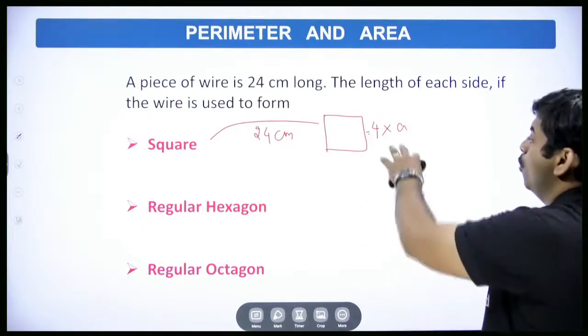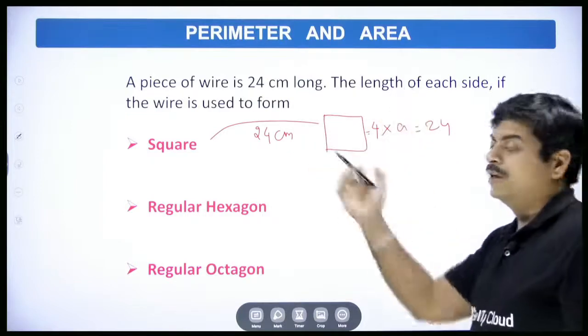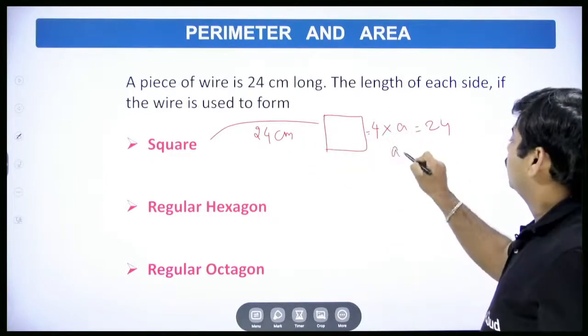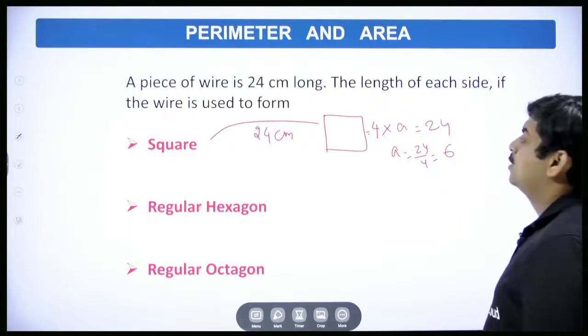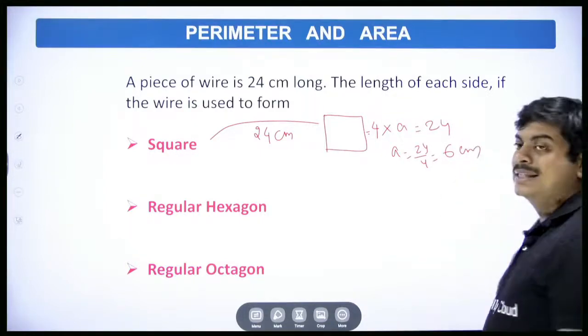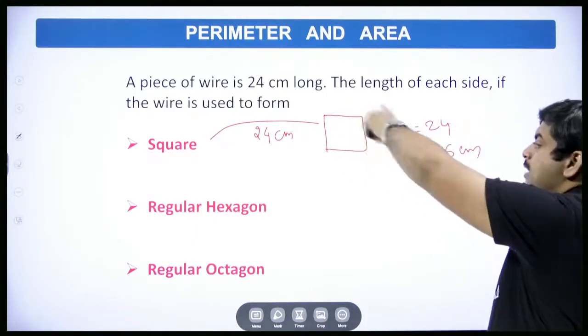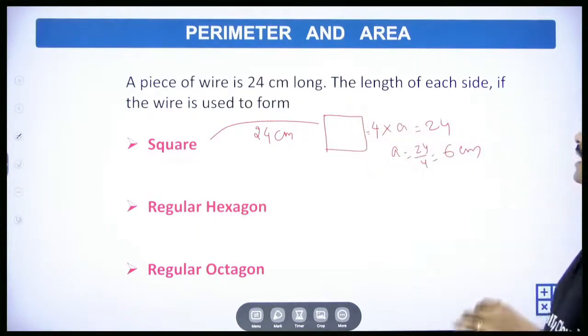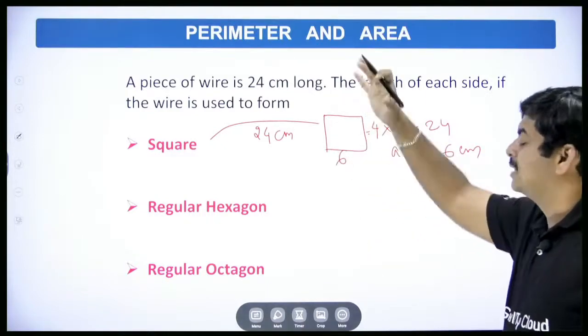Okay. So 4 times A will give you 24. That means the complete perimeter is equal to 24. So A is equal to 24 by 4, and that becomes 6 units, right? So it is 6 centimeters. The piece of wire is 24 centimeters long. The total is 24 centimeters. The length of each side is 6 centimeters. 6, 6, 6, and 6.